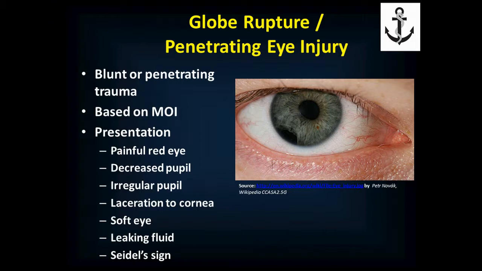If it feels soft, you're done. Don't push it again. Don't have anybody else push it, because you may be causing aqueous or vitreous humor to leak out. You may actually see leaking fluid, and you may see what's called Seidel's sign, which is when you put the fluorescein on, the cornea is covered with a very slight yellow haze, and then where the fluid is leaking out, it looks like water trickling down through dust. So you see that little bit of disturbance through it.